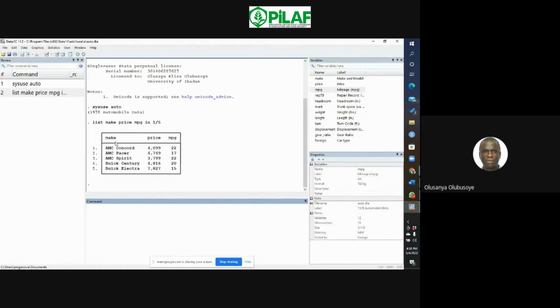Variable make is a string variable, so it's not measured on a continuous scale.